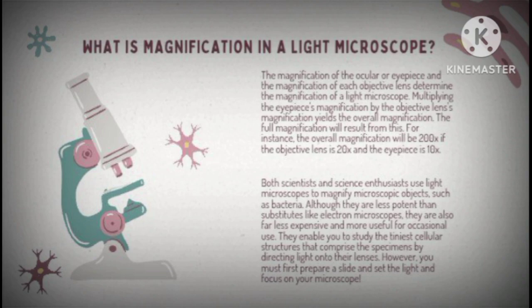Both scientists and science enthusiasts use light microscopes to magnify microscopic objects such as bacteria. Although they are less powerful than substitutes like the electron microscope, they are also far less expensive and most useful for occasional use. They enable you to study the tiny cellular structures that comprise the specimen by directing light onto their lenses. However, you must first prepare a slide and set the light and focus on your microscope.